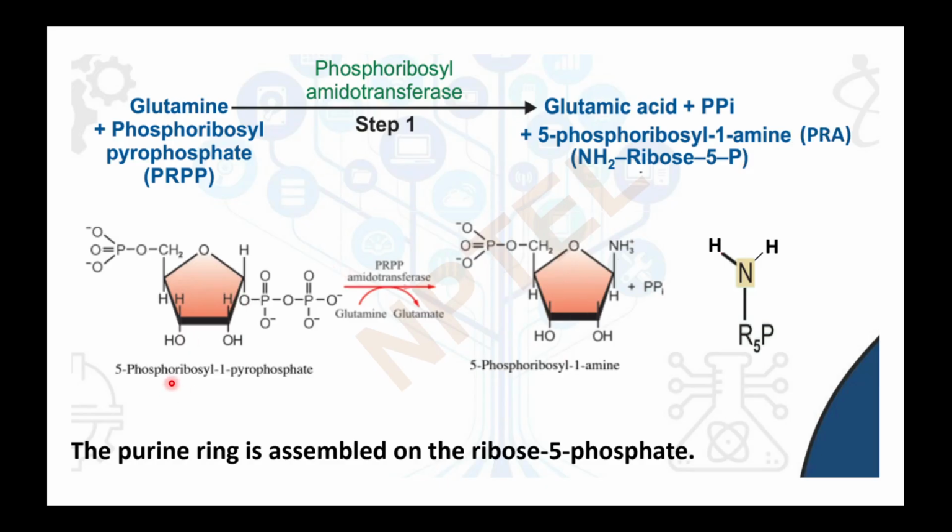So from PRPP, phosphoribosyl pyrophosphate, we get the product PRA, and this is the first step in the purine biosynthesis pathway. The enzyme that catalyzes this reaction is PRPP amidotransferase, and the amine group donor here is glutamine. And glutamine, once it donates the amine group to PRPP, it becomes glutamate or glutamic acid. Okay. I hope that's clear.